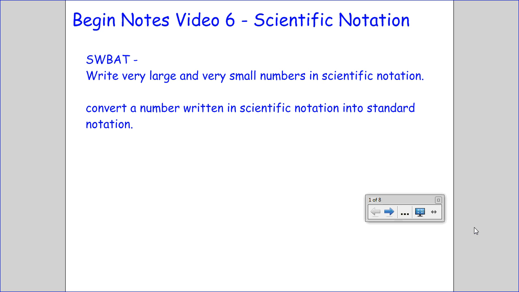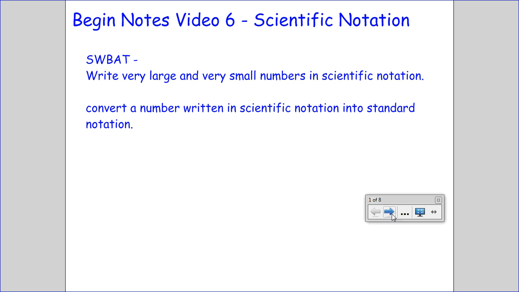We're going to switch from talking about matter, compounds, elements, mixtures, and how to separate them, to measurement. This video is about scientific notation, which is a running theme through all of science and even some mathematics as well. By the end of this lesson, you should be able to write very large numbers and very small numbers in scientific notation and convert a number written in scientific notation back into standard notation.